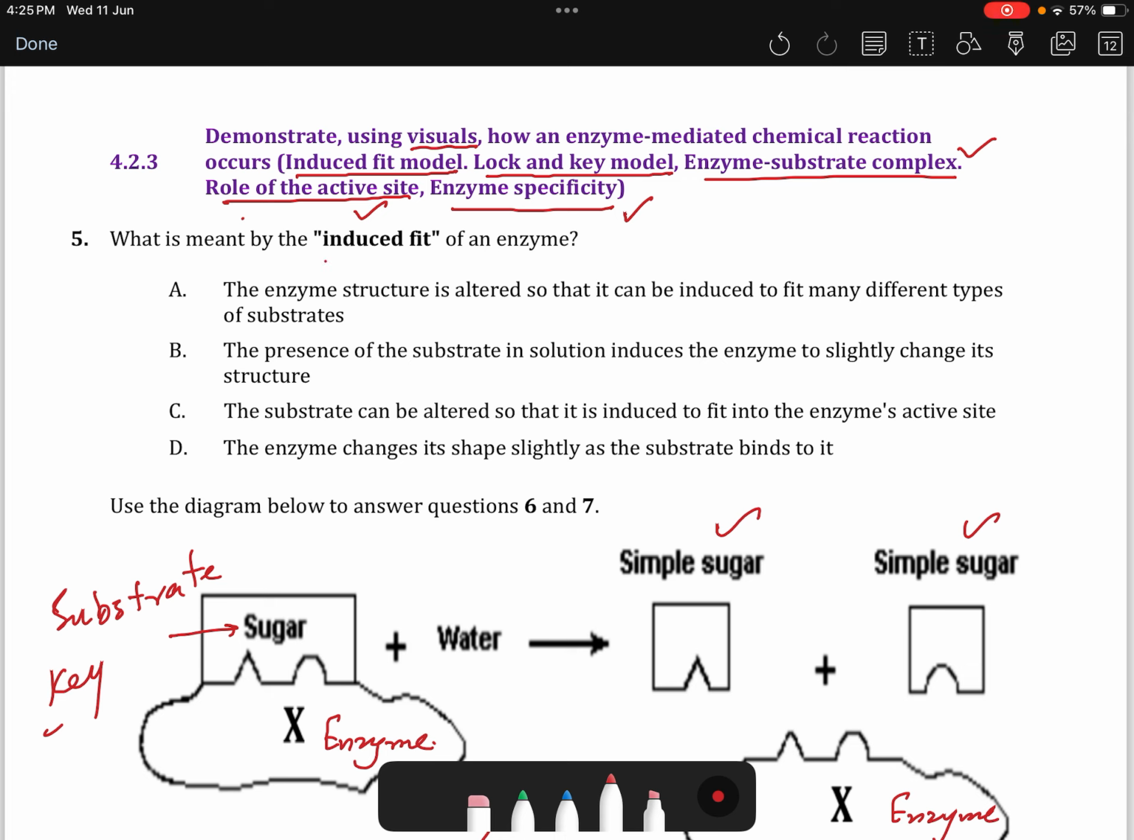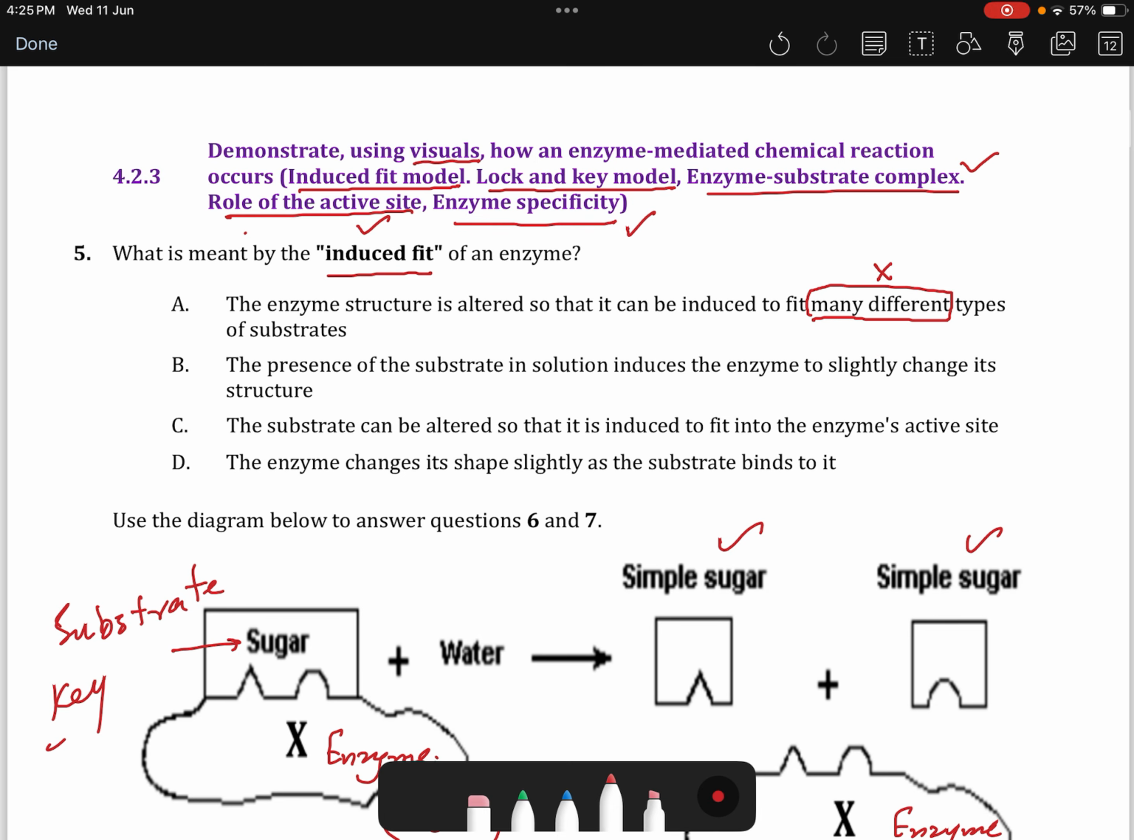What is meant by an induced fit model of an enzyme? Option one: the enzyme structure is altered so that it can be induced to fit many different types of substrates. When it says many different types of substrates, it's wrong. Why? Because it cannot fit many different types of substrates. It can fit only specific substrates. So it is against enzyme specificity. That's why this is wrong.